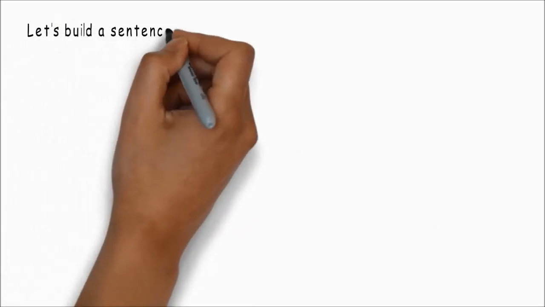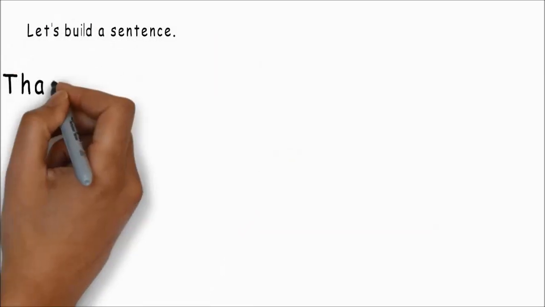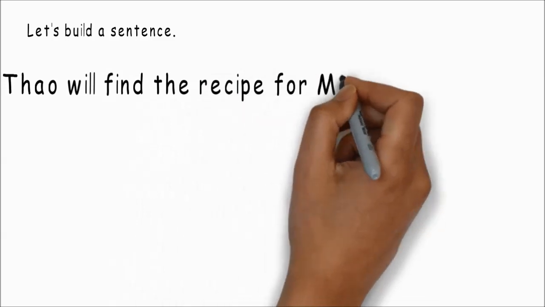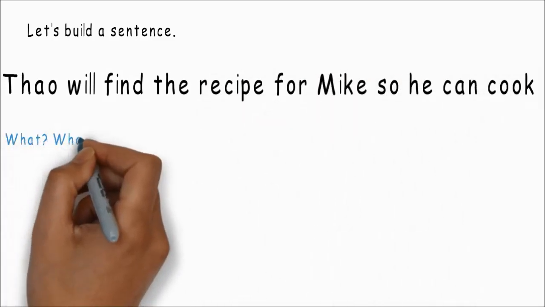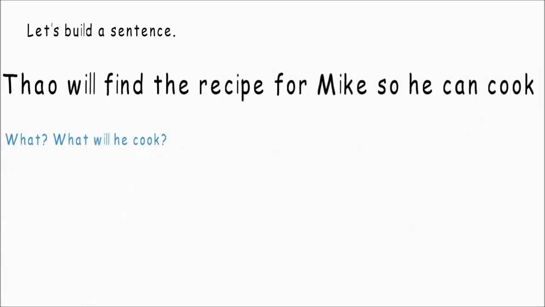Let's build a sentence. Tao will find the recipe for Mike so he can cook what? What will he cook? So he can cook fish.